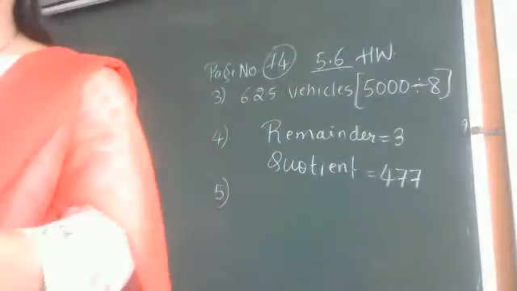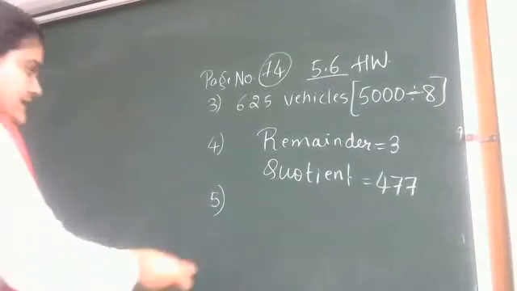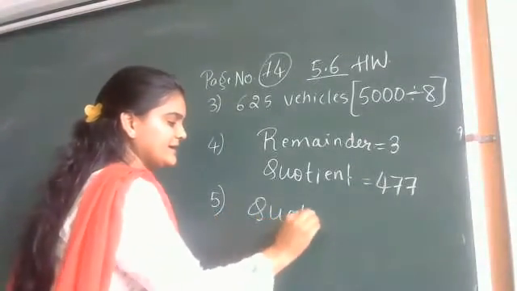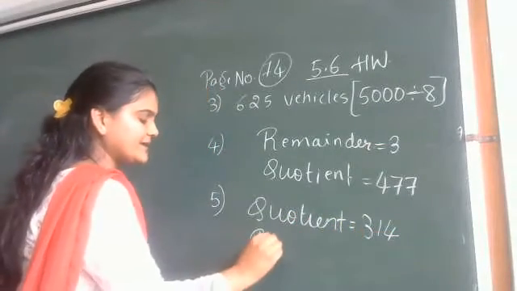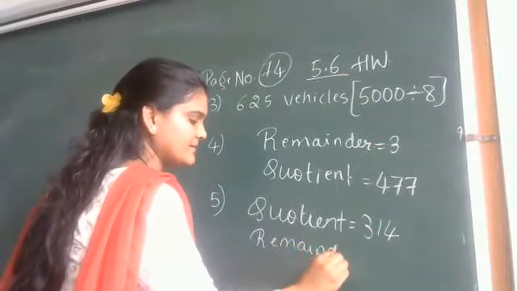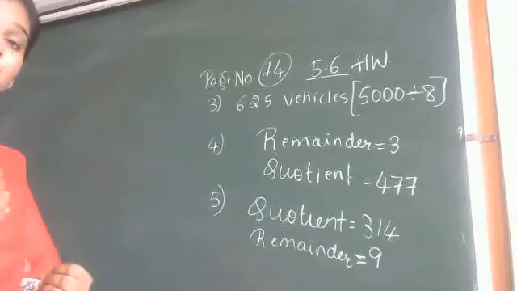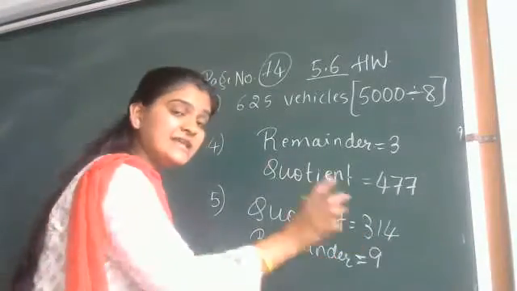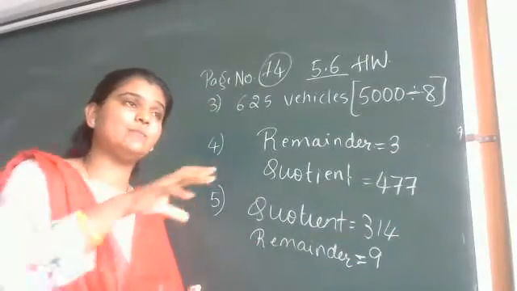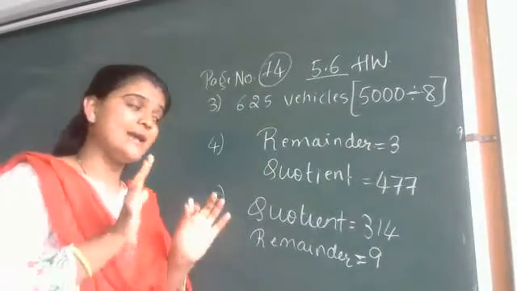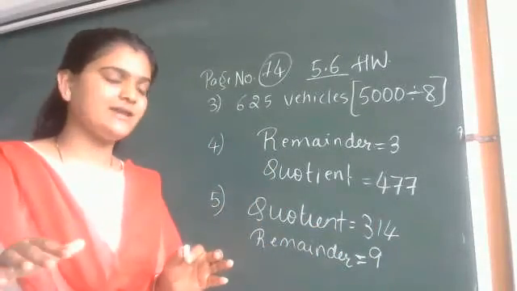Okay, so what is the answer? Yes, quotient is 314. Remainder is 9. Yes. How many people were left over when these many people were there in each group? Okay, they could not accommodate 9 people. They were left over. They could not be placed in all 20 groups equally. But 314 people were there equally in each group. Okay? Yes.